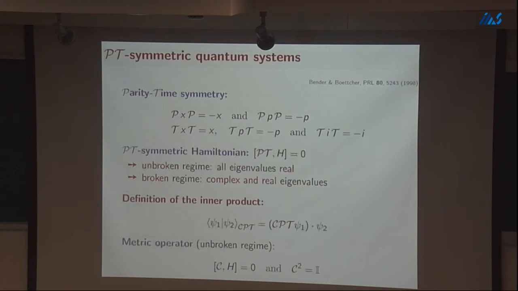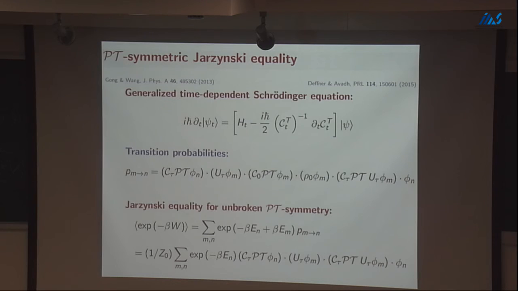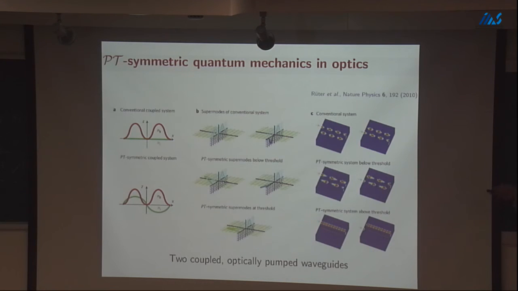Okay, let me show you. This is two coupled waveguides in optics. That's the simplest system. This is the system we took as an example on which we could calculate all these things. So this was the physical system, two coupled waveguides, and then we could calculate explicitly the C operator both for broken and unbroken regimes and could carry out all the calculations.